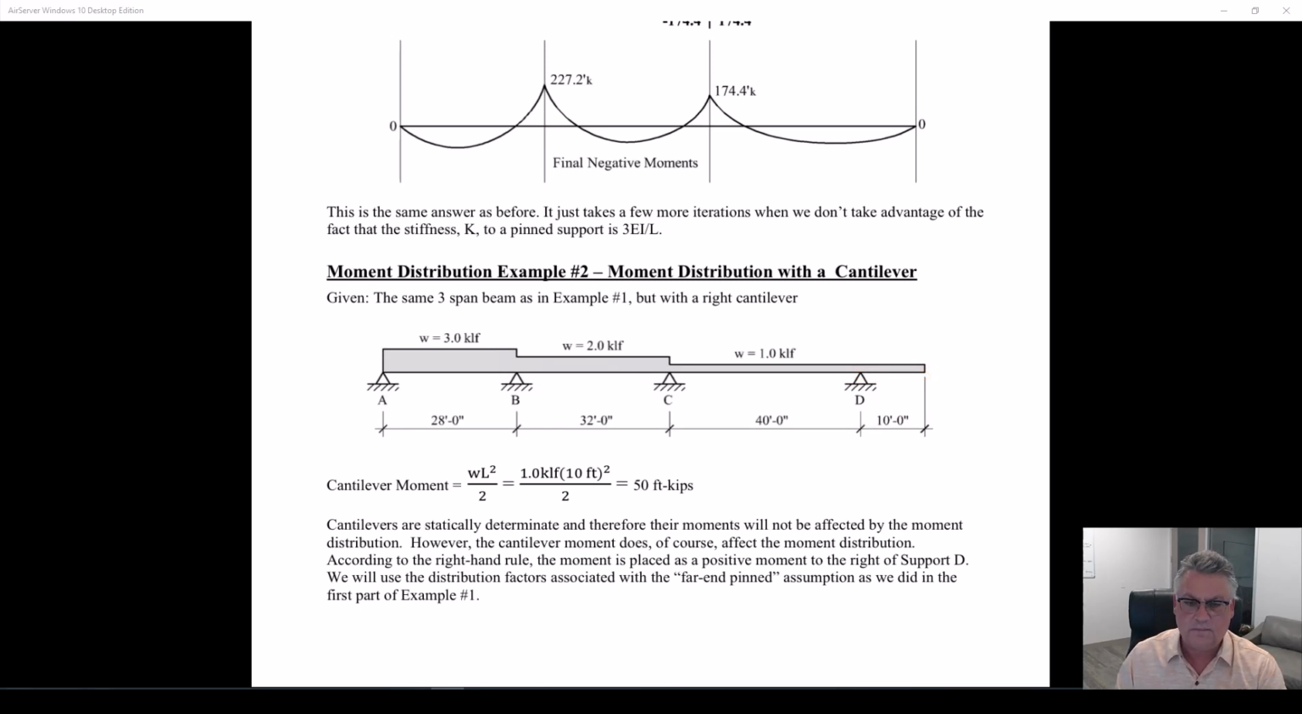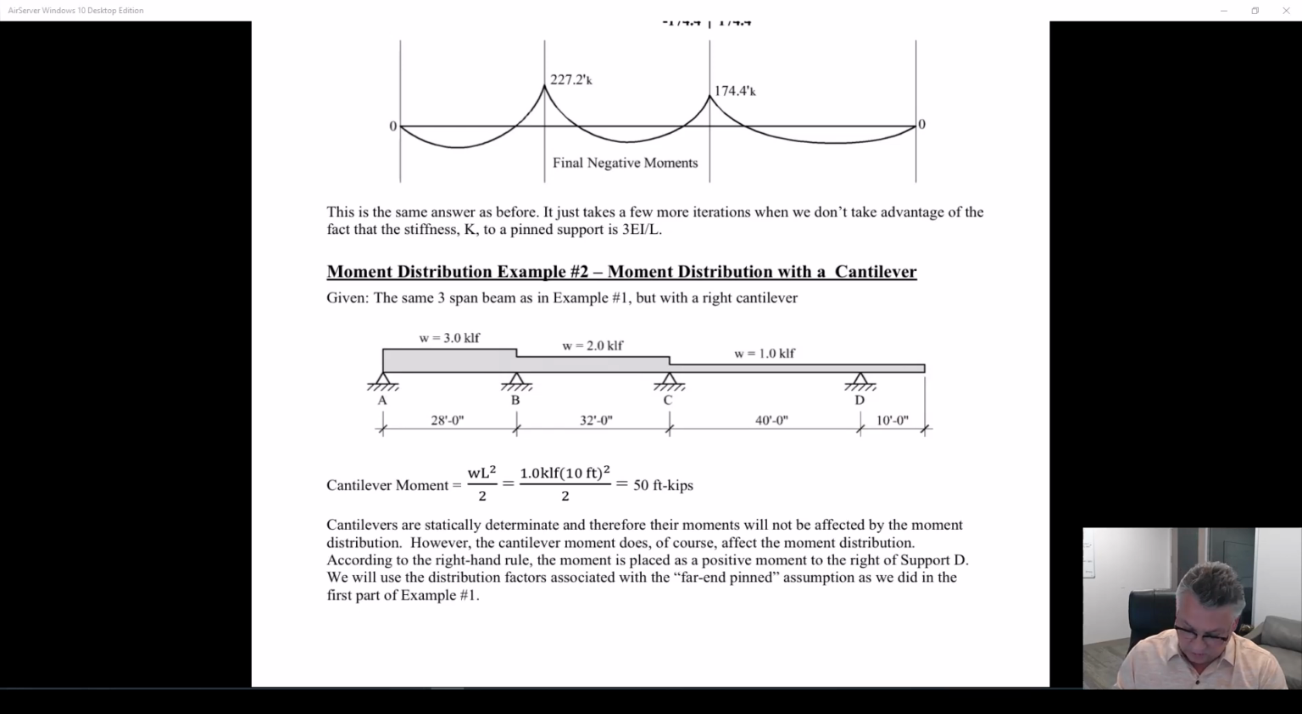It's unfortunate. I put a cantilever on a test, and next thing I know, I'm seeing somebody calculate the stiffness of the cantilever, trying to work it in, trying to figure out what percent goes over here and what percent goes over here. It doesn't change anything about the analysis.